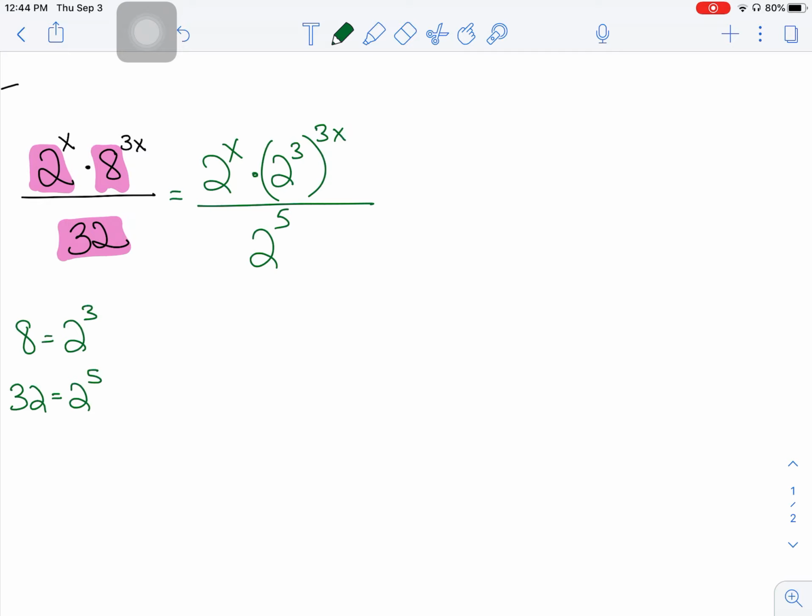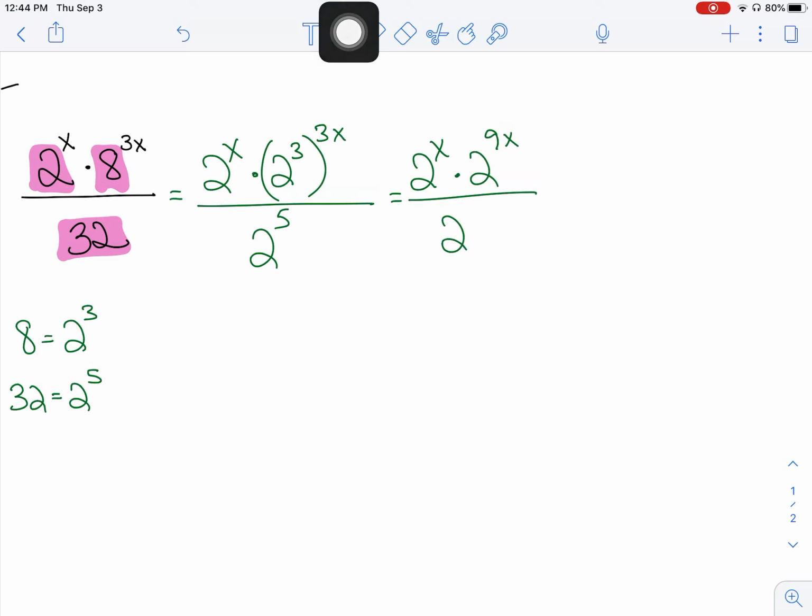Now I'm in a situation where, just like that first example, I have all like bases, and so I can work with just the exponents. So my first thought is I need to deal with an exponent, right? My power rule here. And so that's going to tell me to multiply these exponents together. So 2 to the 9x all over 2 to the 5th. Okay.